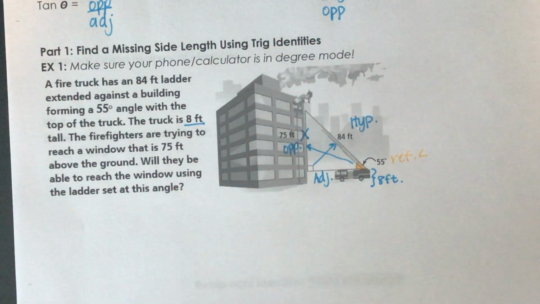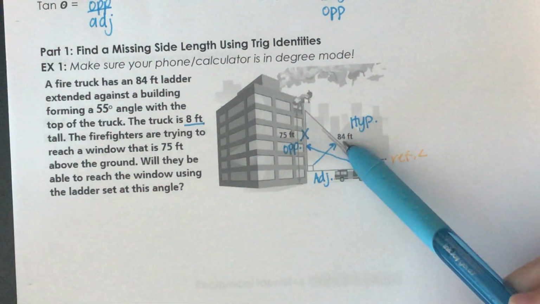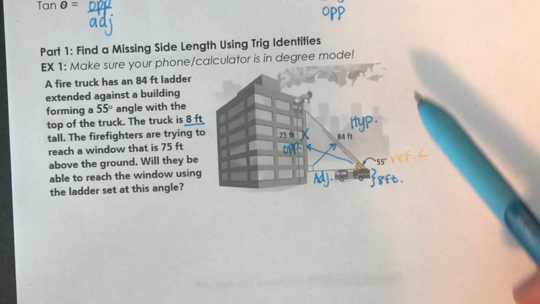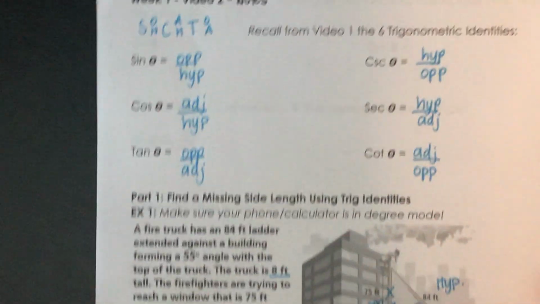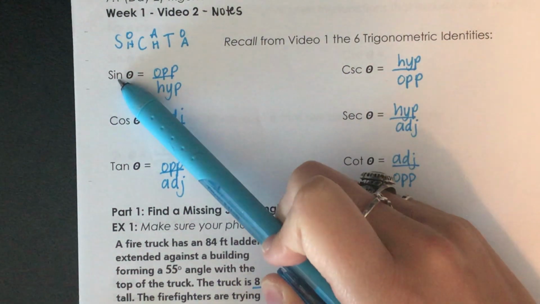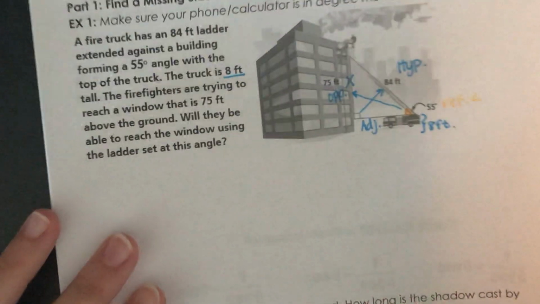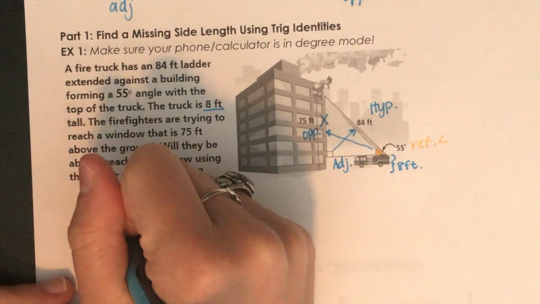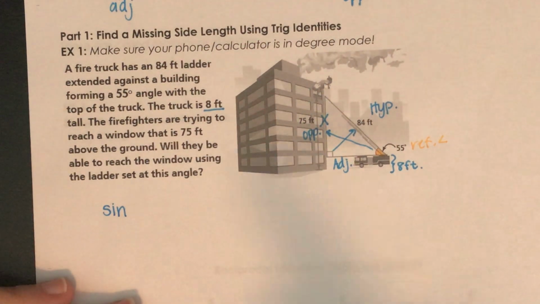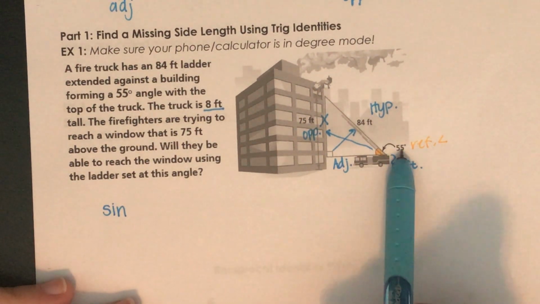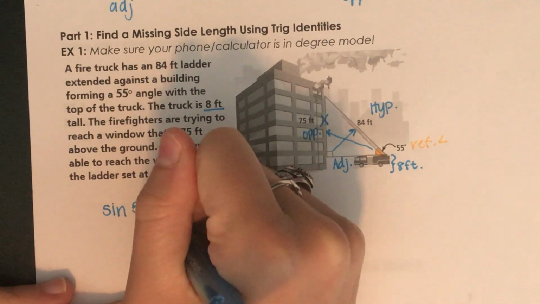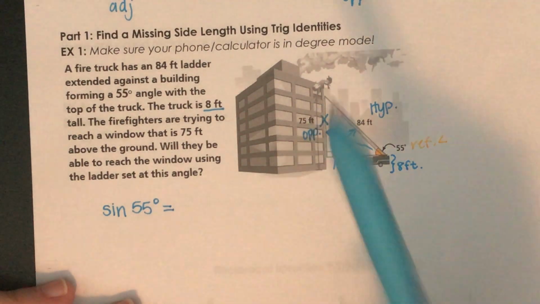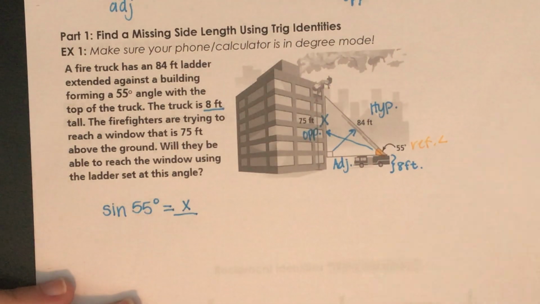So now if you look at what's marked for you in the picture, you know the hypotenuse is 84, and you're trying to figure out what the opposite is. So if you're going to use hypotenuse and opposite, that means you're going to want to use the sine trig function. So we're going to write it as a ratio here, okay? I'm going to say the sine of my reference angle. I'm not going to put theta this time. This time I'm going to put 55 degrees because that's my angle measure, equals opposite over hypotenuse. So opposite is x, hypotenuse is 84.